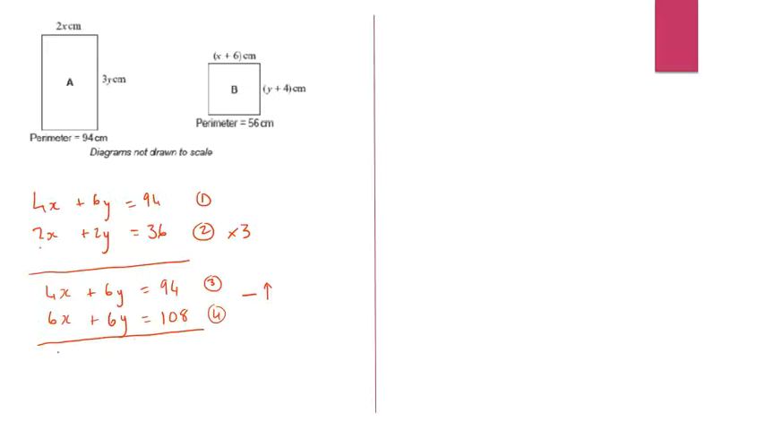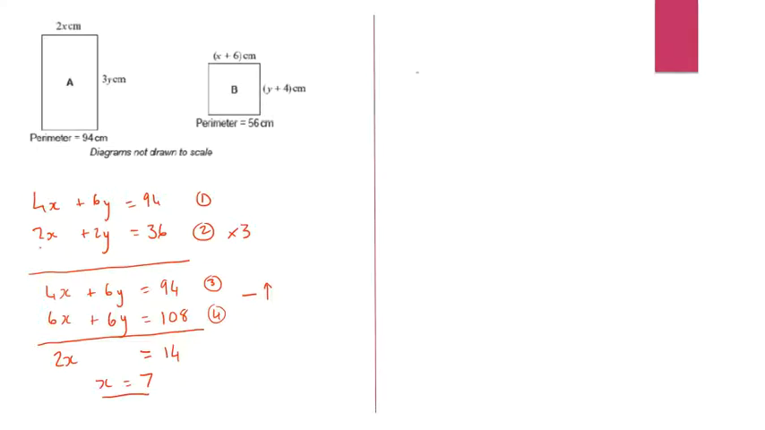Now, do I want to do 4x take away 6x, or 6x take away 4x? I prefer to do 6x take away 4x because it gives me a positive answer, so I'm going to subtract going up the column here. So 6x take away 4x leaves me with 2x, 6y take away 6y leaves me with nothing, and 108 take away 94 leaves me with 14. Now I can solve that: 2x is equal to 14, so if I divide through by 2, I know that x is equal to 7.